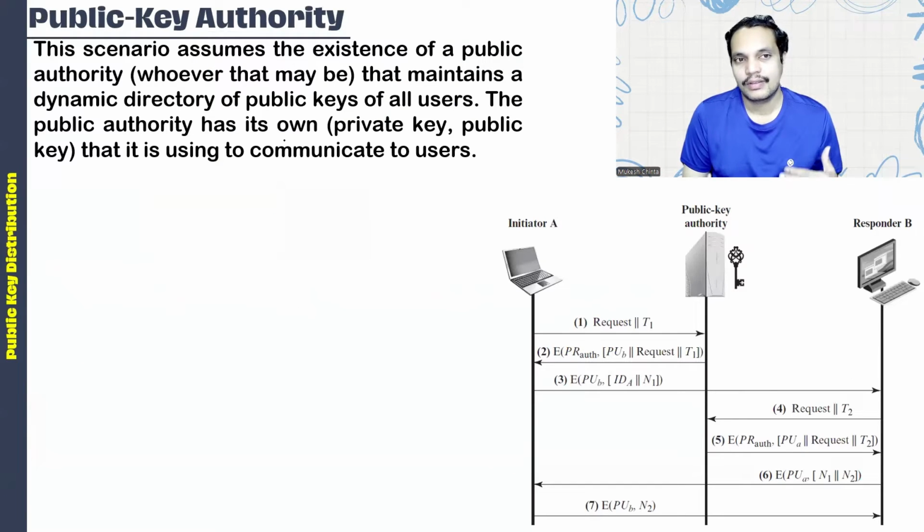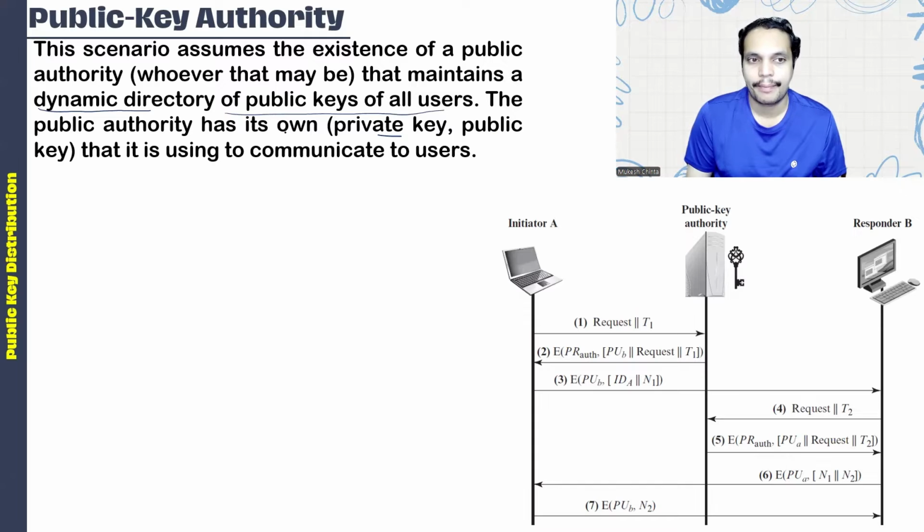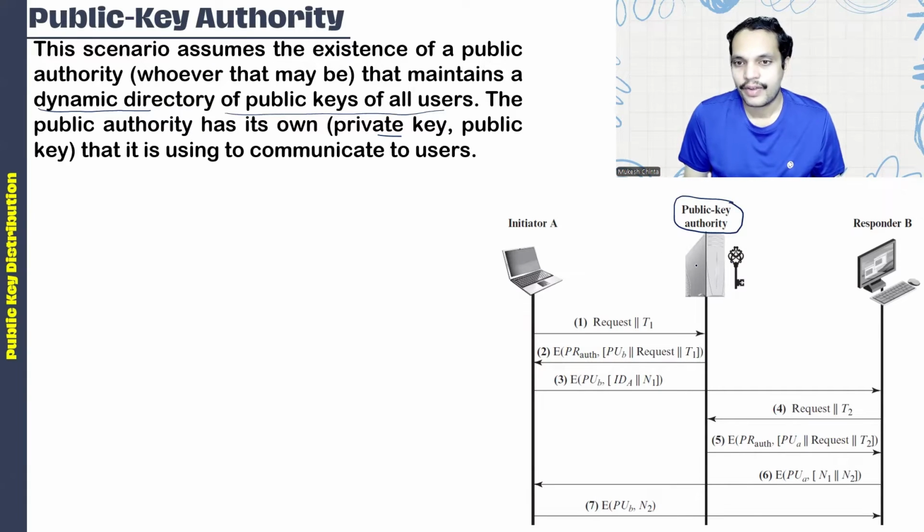If we move on, the next thing is the public key authority. It assumes the existence of a public authority that maintains a dynamic directory of public keys of all users. The public authority has its own private key and public key that it is using to communicate with users. Imagine, look at this diagram, which we have taken from Stallings' textbook. We have a public key authority here, which has a private and public key pair associated with it, the public key of the authority being PU auth and the private key being PR auth.